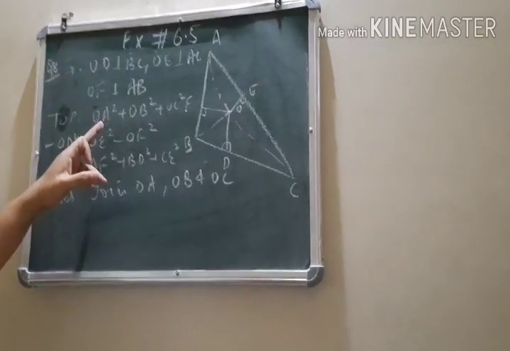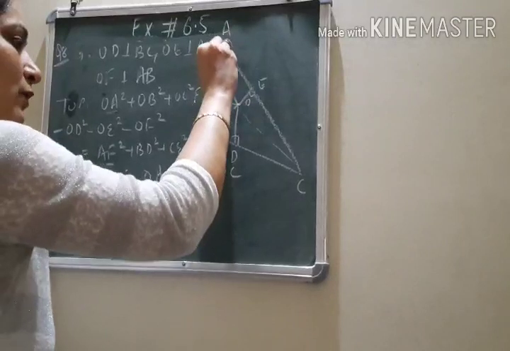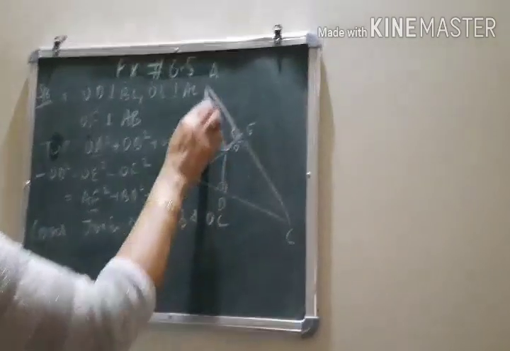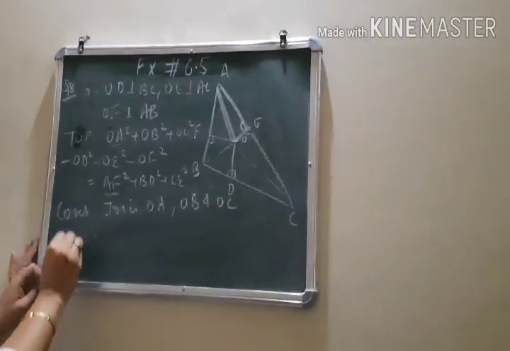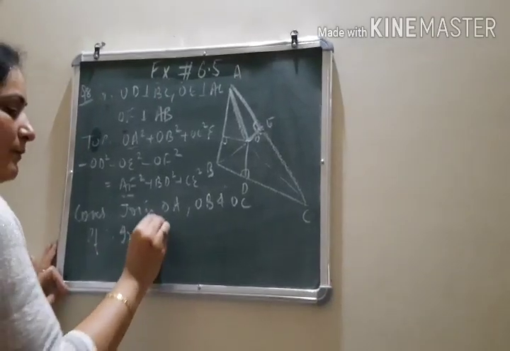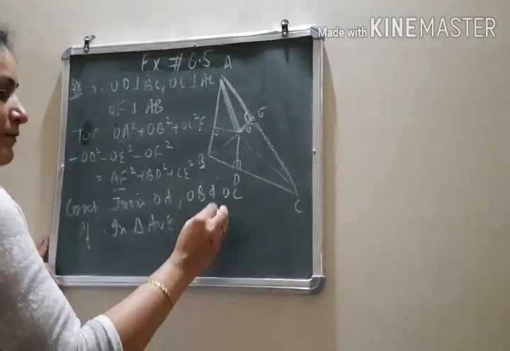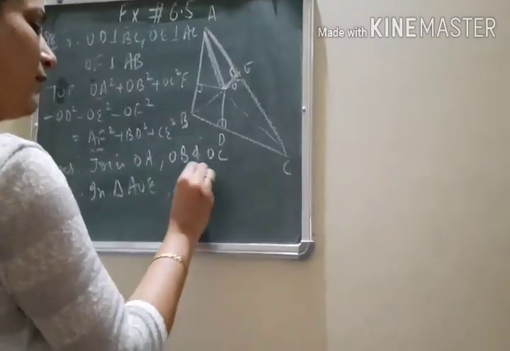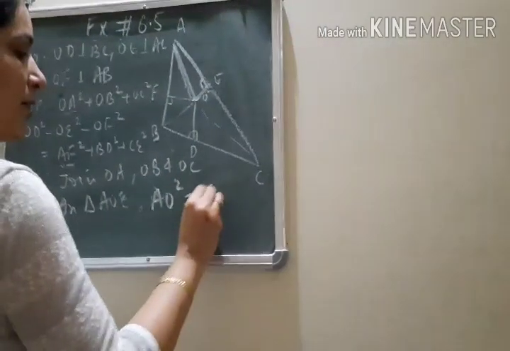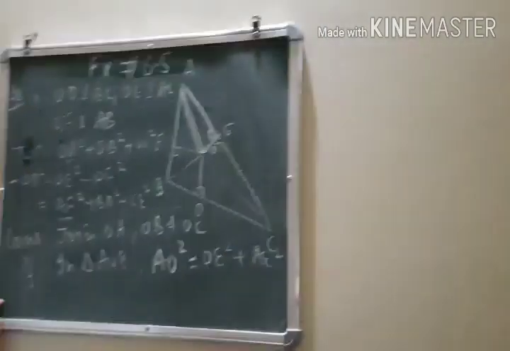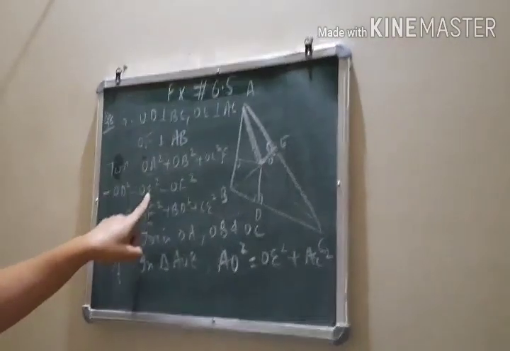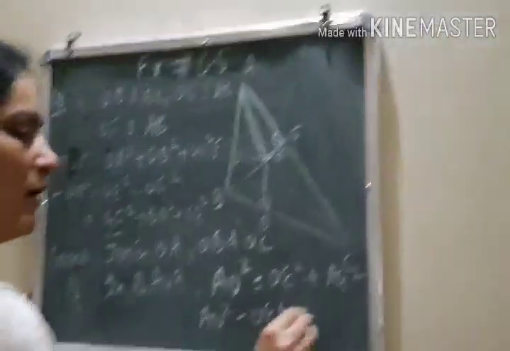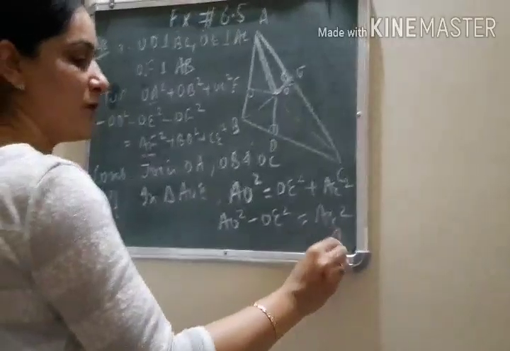If I take the triangle AOE, in triangle AOE here is the right angle. That means this is your hypotenuse. So you can write in the proof, in triangle AOE, AO square is equal to OE square plus AE square. This you can write by Pythagoras theorem. And as your requirement is OE square in subtraction, we'll bring this OE square here. AO square minus OE square is equal to AE square. This is your first equation.